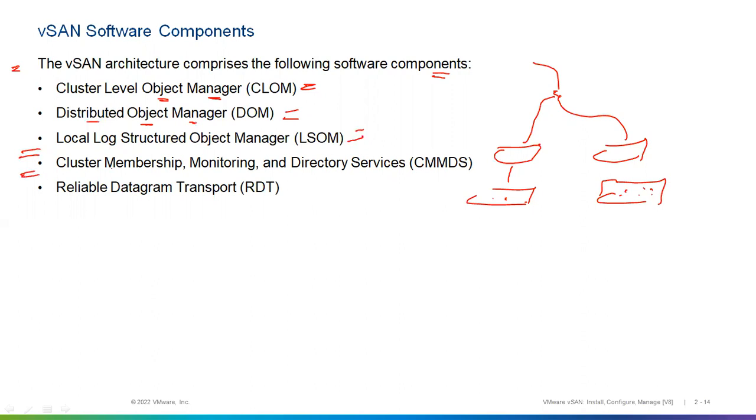Then, who is the cluster member, monitoring them by integration with directory services, is taken care of by another component. All are underlying processes, we don't need to go too deep on that. And the reliable datagram transport, which we refer to as RDT, takes care of the transportation of my data from here to there. In any case of failure, it handles how my data will be accessed by the virtual machines. So these are all my underlying software components.